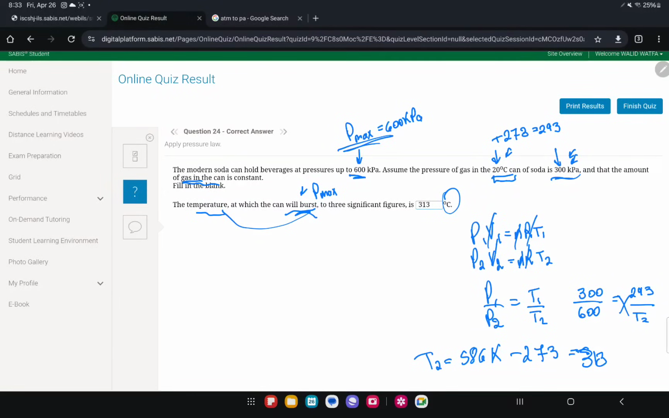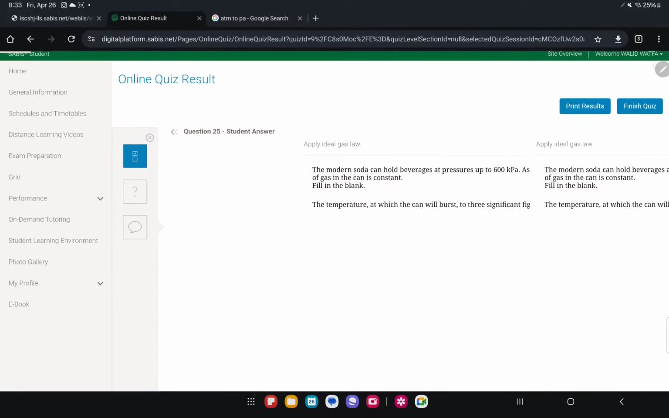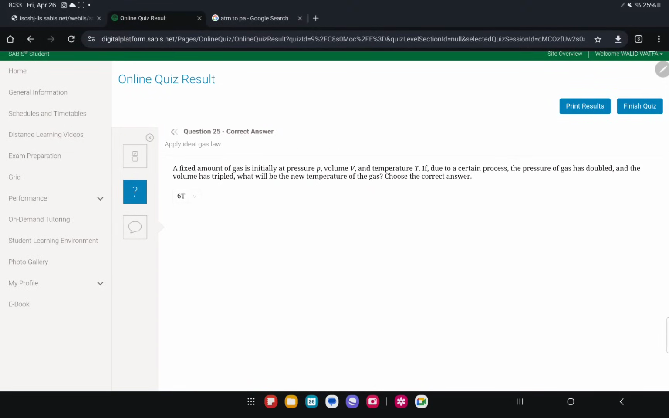Question 25. A fixed amount of gas is at a pressure P, volume V, and temperature T. If due to a certain process the pressure of the gas has doubled and the volume has tripled, what will the temperature of the gas be?